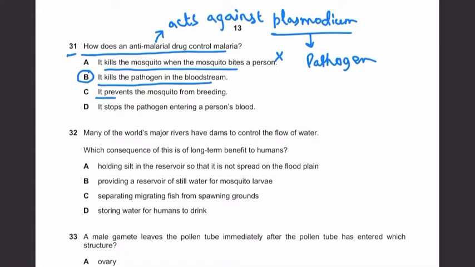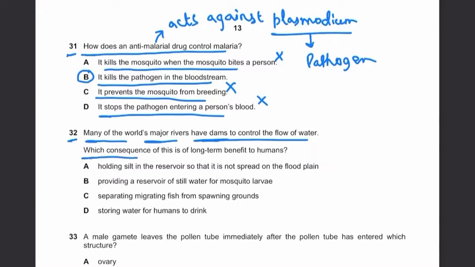It prevents the mosquito from breeding. No. It stops the pathogen entering a person's blood. No. Guys, the pathogen will still enter the person's blood when the mosquito bites, but the pathogen will not survive in the blood because there will be drug in the bloodstream which will kill the pathogen. MCQ number 32.